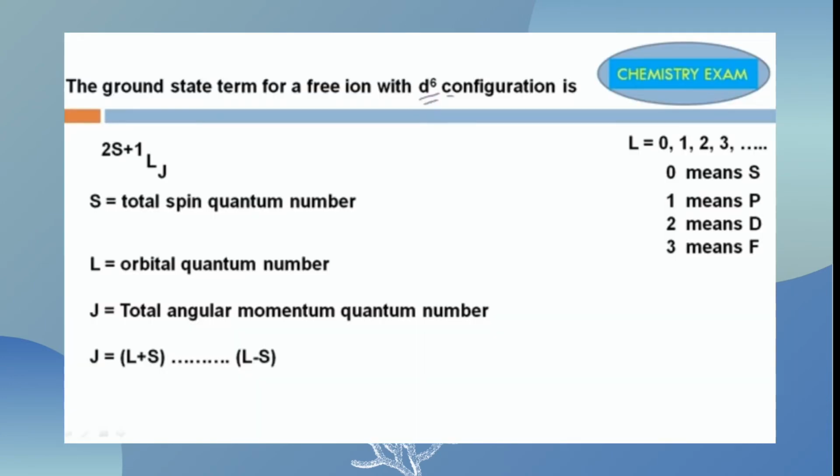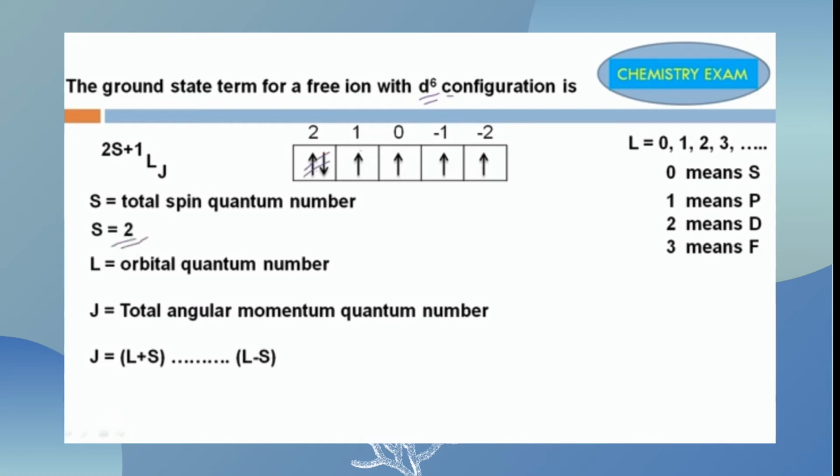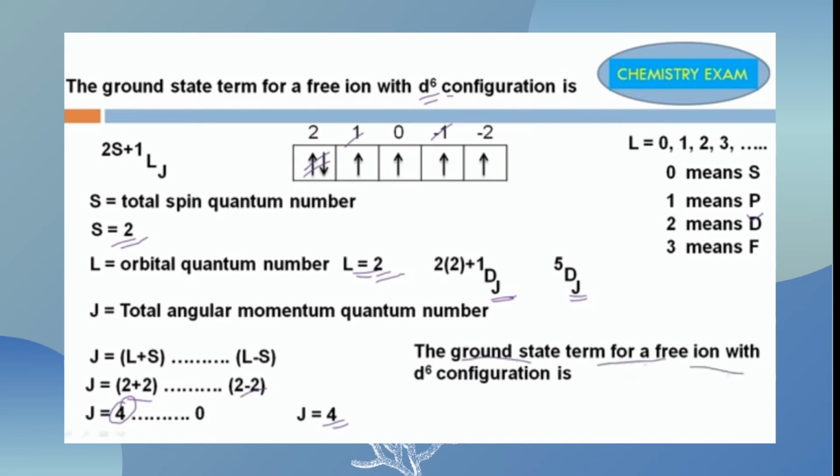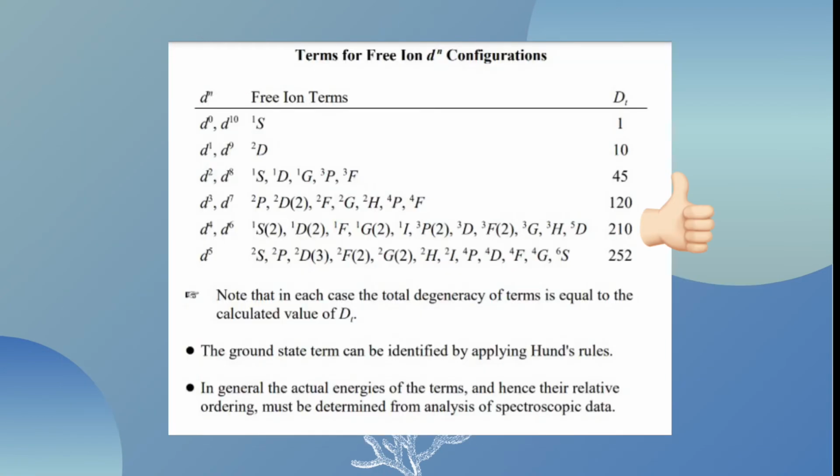The ground state term for a free ion with d6 configuration is shown. The electrons are filled according to Hund's rule, and neglecting the first pairing electron, the remaining is 4 unpaired electrons. Total spin quantum number is 2, orbital quantum number is also 2. Then insert the values into the formula. However, the total angular momentum quantum number is 4. Finally, the ground state term for a free ion with d6 configuration is 5D4. Thus, a d6 configuration will have 210 microstates like the table below.